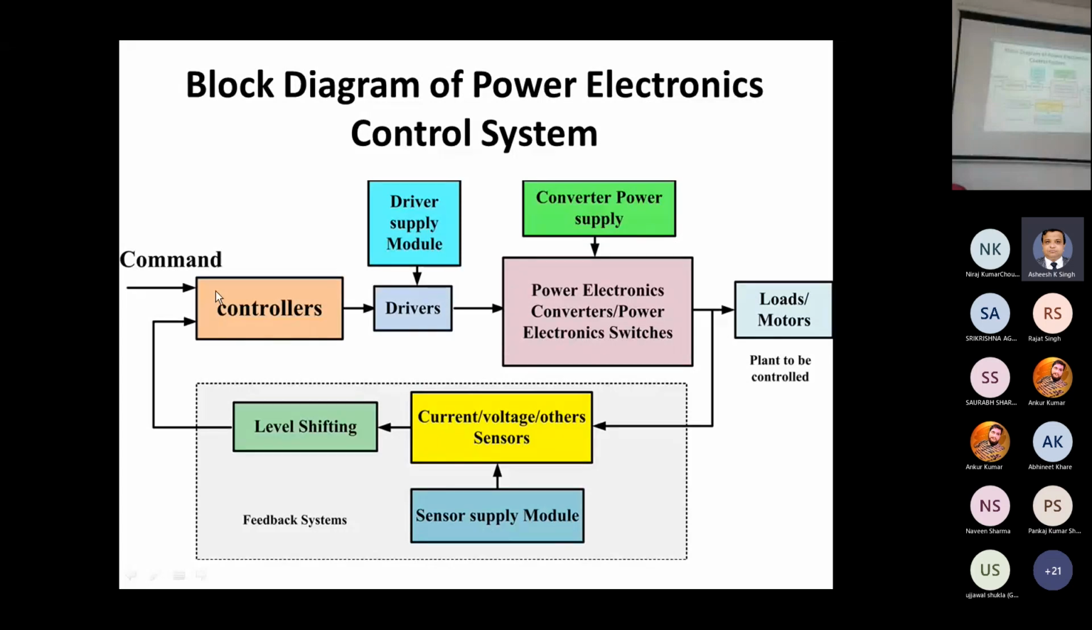After this is the controller, and after the controller there may be the driver, and the driver is fed from the driver supply module. Then this driver provides the power to the power electronics switches. Different types of converters are there. Three-phase inverters may use six switches, and a one-switch chopper may use only one power electronic switch. This module presents the type of power converter and switches, and then the output power is provided to the loads and the motors.